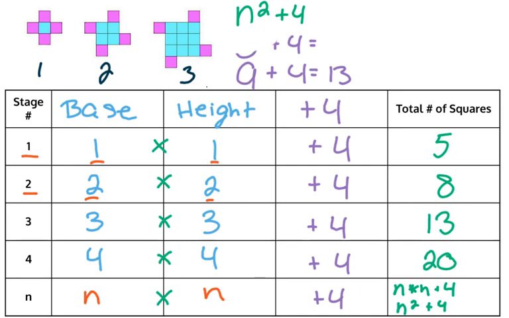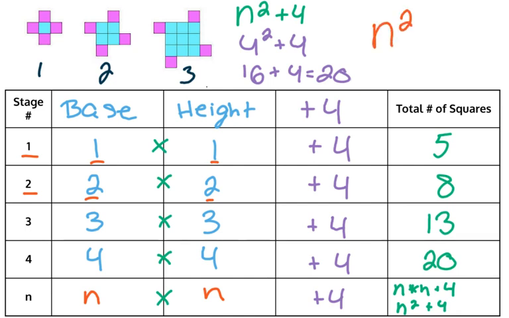Let's see if our prediction was correct. So if I'm using the same n squared plus 4, I'm plugging 4 in for my stage number, squaring that, and adding 4. 4 squared is 16. 16 plus 4 does give me 20. So the quadratic function that I can write from this pattern is simply n squared plus 4, where n represents your stage number.